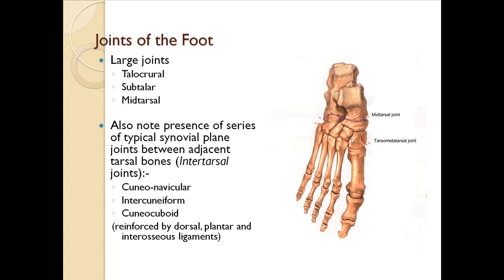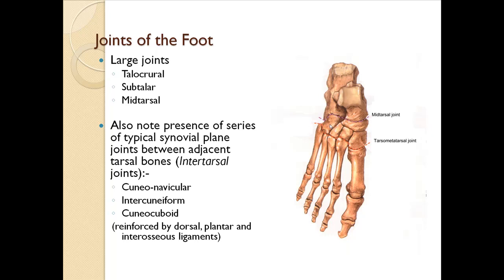We then have intercuneiform joints, so a joint between the medial and intermediate cuneiform and between the intermediate and lateral cuneiform. Again, another synovial plane joints, very stable joints here, called the intercuneiform joints. And then over here, laterally, we've got the cuneo-cuboid joint. So that's between the lateral cuneiform bone and cuboid.